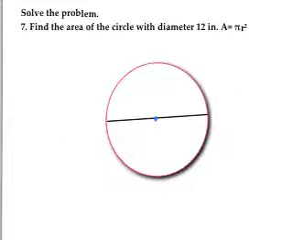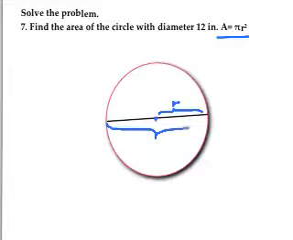So problem 7. Find the area of the circle with diameter 12 inches. And they give us the formula. It's right here. The area equals pi r squared. Okay, so now r is the distance from the edge of the circle to the center. So this is r. And the diameter is the distance all the way across, from one side through the center to the other. That's the diameter.